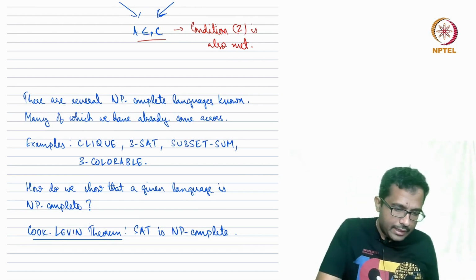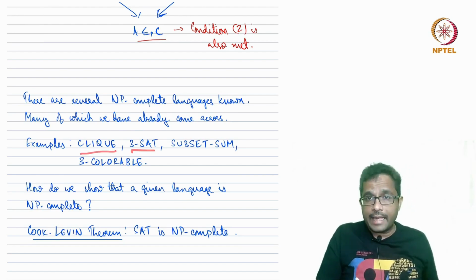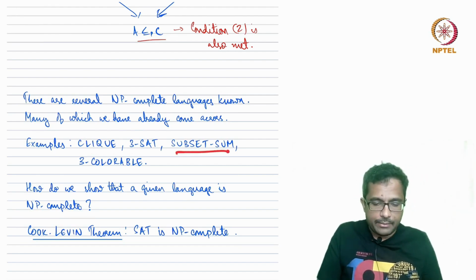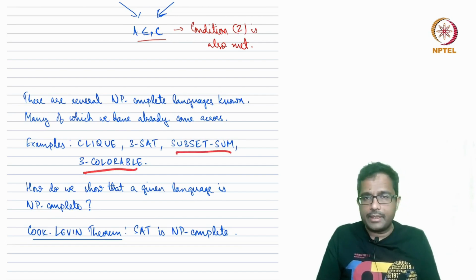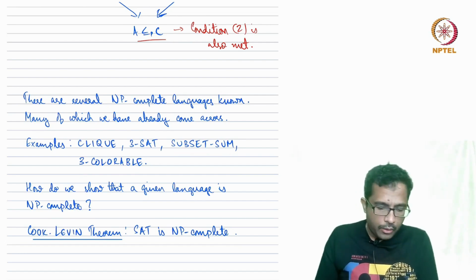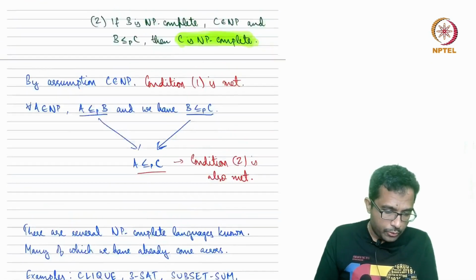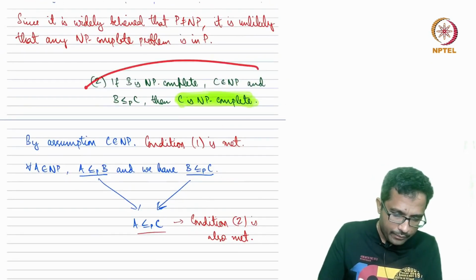For instance, Click is an NP complete language, right? 3SAT is an NP complete language, SAT is an NP complete language, Subset Sum is an NP complete language, 3-colorable is an NP complete language. All of this we have talked about many times in this course already. Now, how do we show that a given language is NP complete, right? So this gives us a way, right?